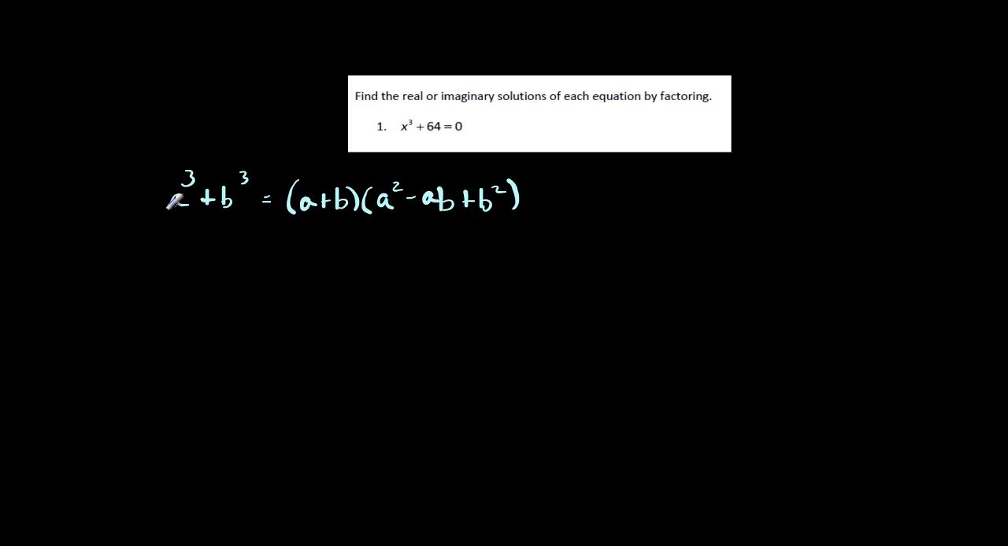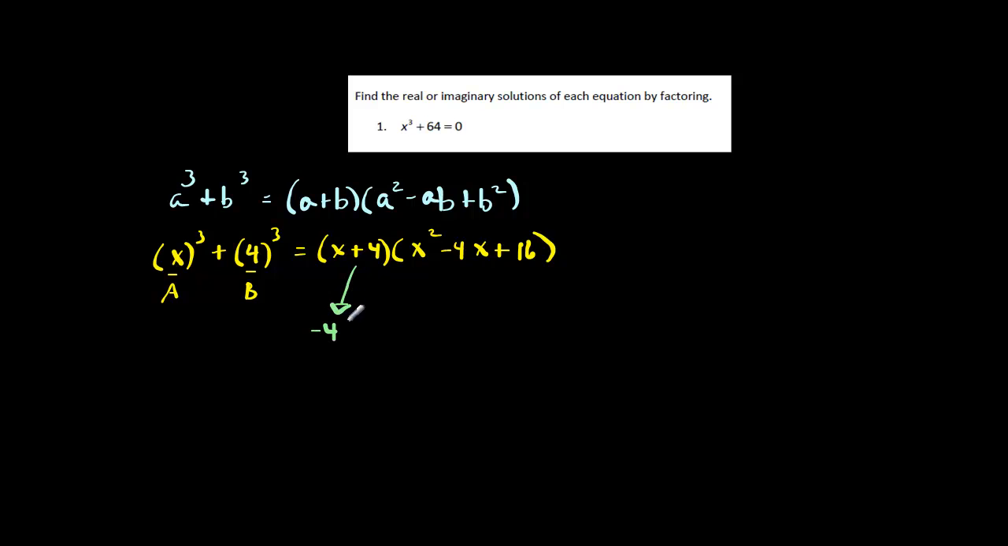So we need to figure out what our a and b is. So let's rewrite this. It's going to be x cubed plus 4 cubed, because 4 cubed is 64. So our a is x, our b is 4. So we're going to have x plus 4 times x squared minus ab, so 4x, then plus b squared, which is 16. This is going to give us a solution of negative 4.